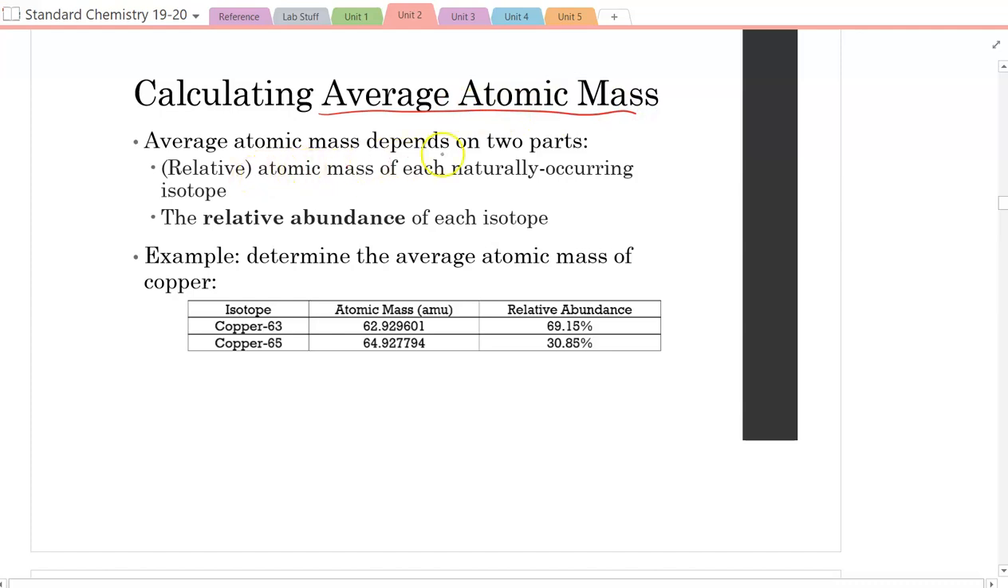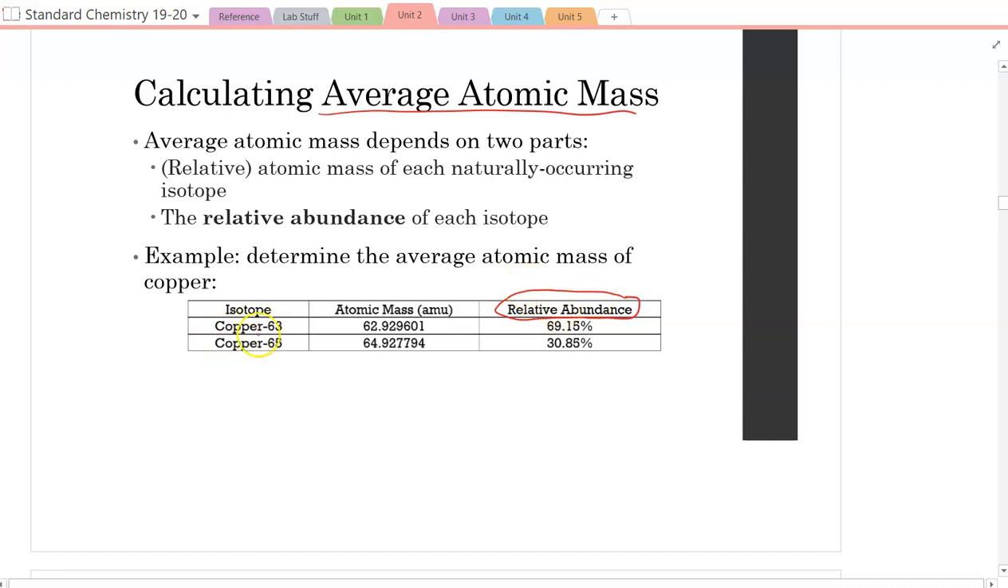The average atomic mass depends on 2 parts. The relative atomic mass of each naturally occurring isotope, so there's that number that comes from being compared to carbon-12. And then the relative abundance of each isotope. Let's see how they appear down here. Let's talk about the relative abundance, which is in this column. Now, what exactly does that apply to?